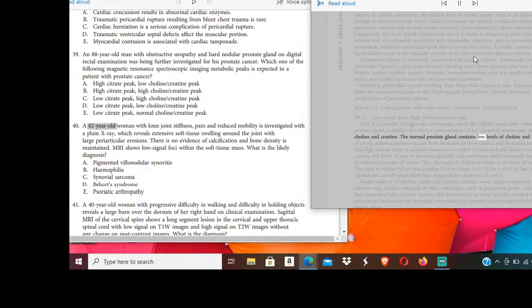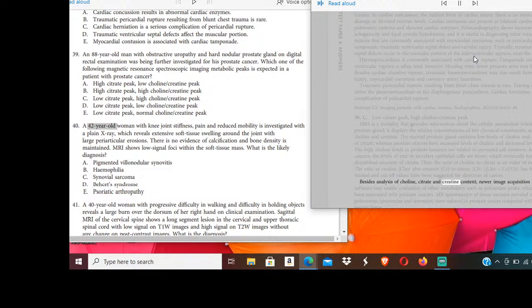The normal prostate gland contains low levels of choline and high levels of citrate, whereas prostate cancers have increased levels of choline and decreased levels of citrate. The high choline levels in prostate tumors are related to increased cell turnover. In prostate cancers, the levels of zinc in secretory epithelial cells are lower, which eventually leads to diminished amounts of citrate. Thus, the ratio of choline to citrate is an index of malignancy. The ratio of choline, CHO, plus creatine, CR, to citrate, CIT, has been widely studied and cutoff values have been suggested for detection of cancer.